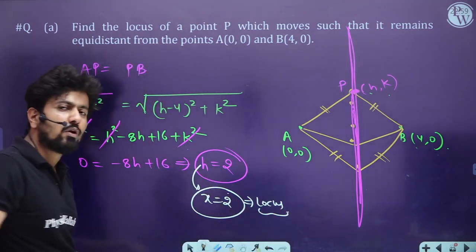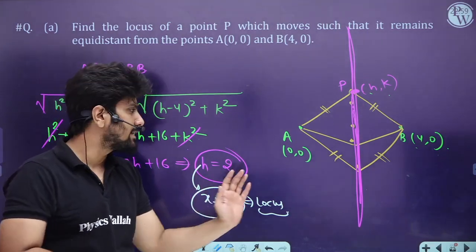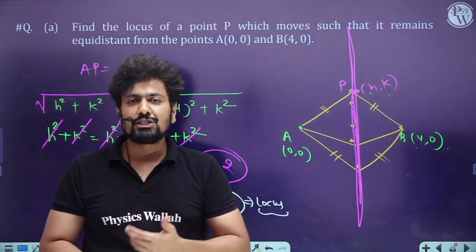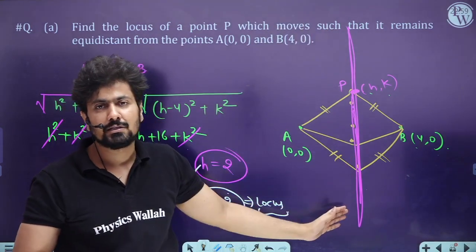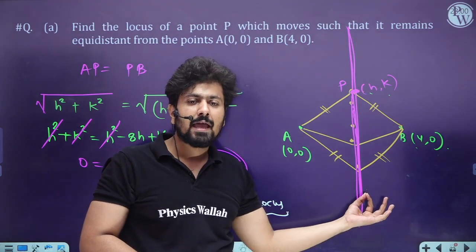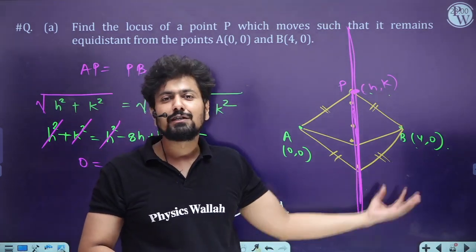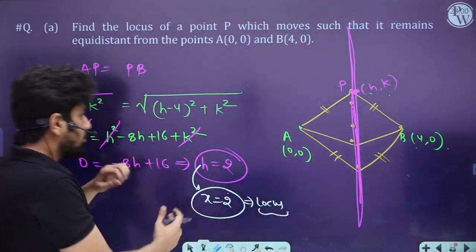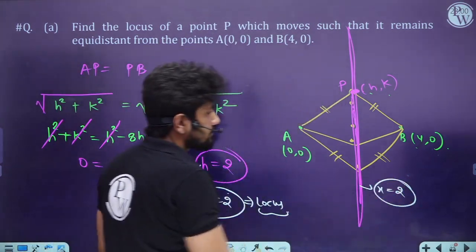So as I told you, what is locus? Locus is an equation. X is equal to 2 is an equation. This is the equation of a vertical line. X is equal to constant is an equation of what? A vertical line. Because on a vertical line, x coordinate is constant. On a vertical line, you are moving up or down. X coordinate only varies when you move left or right. So on a vertical line, x coordinate is constant. So X is equal to 2 is the equation for that.